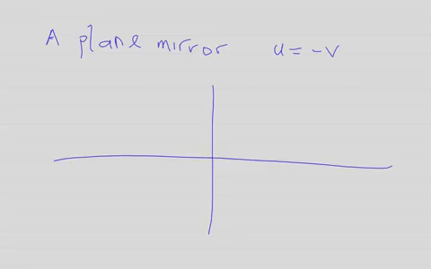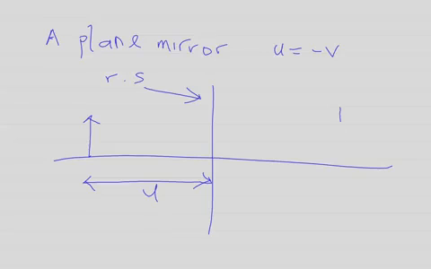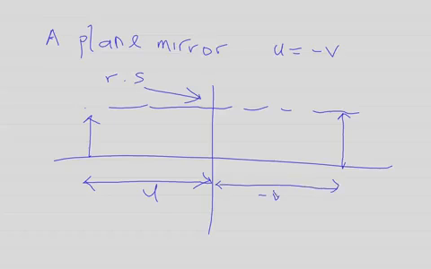For a plane mirror, we know that U is equal to minus V. Because if you have a plane mirror like this, and the object is here, this is the reflecting surface. If the object is here, at distance U, the image will be formed somewhere here, the same height as the object. And then the image will be here, having a length of V, but in this case minus V.